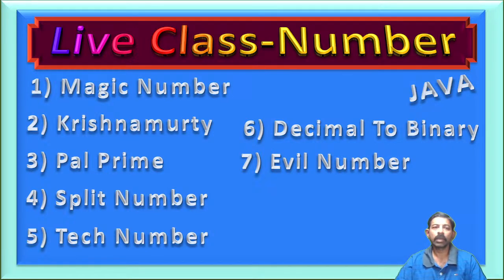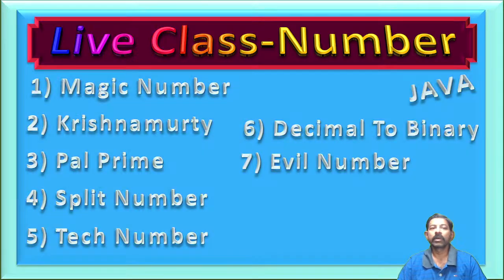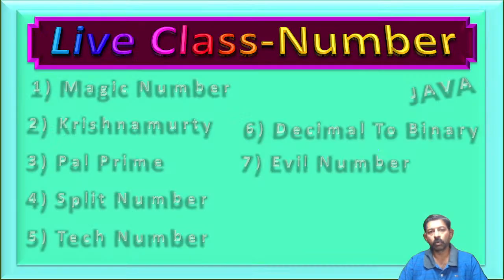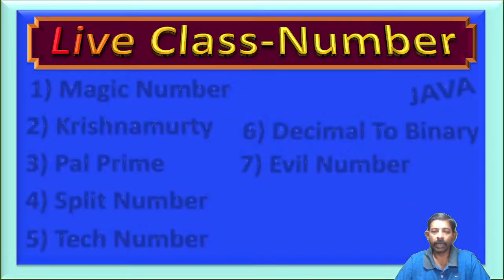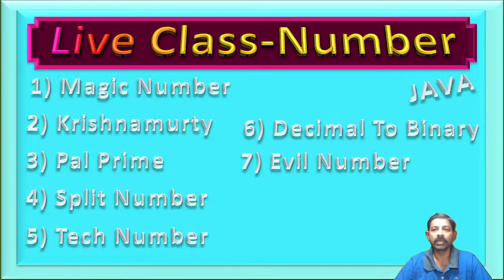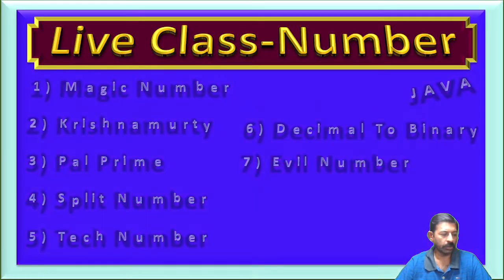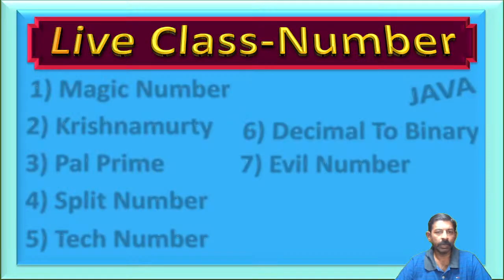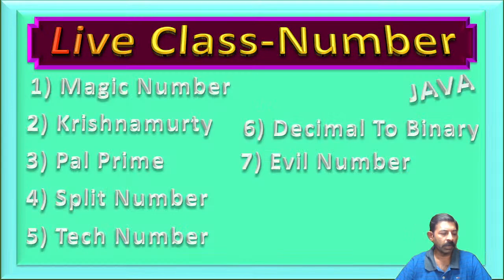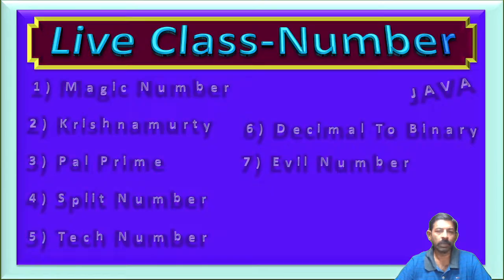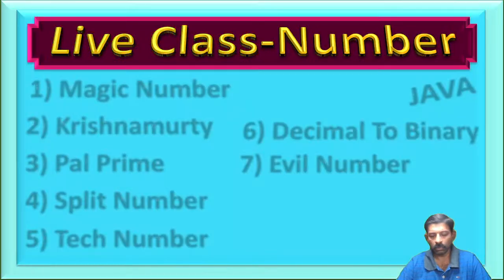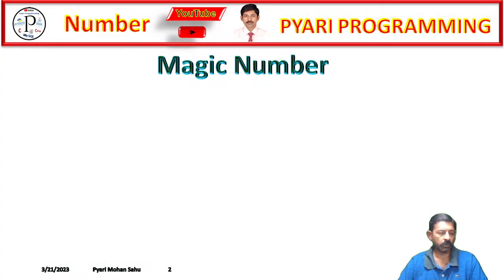So these are the variety of number systems I am trying to apply over here. These have different logic and their own importance, but I cannot give you any guarantee that these questions will come in your examination. These are simply different types of mechanisms that I'm applying for programming. So we'll begin with the first one, your magic number.